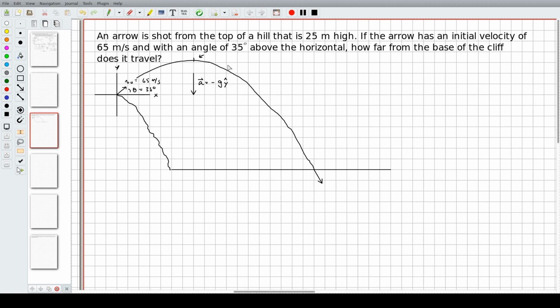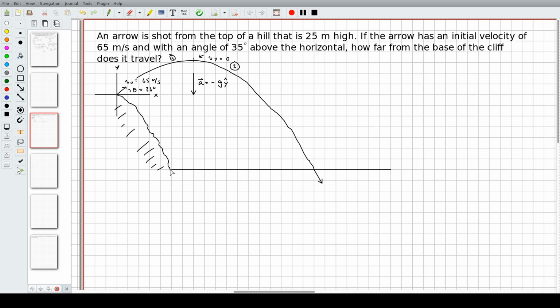This right here we'll say is the peak, where your velocity in the y direction is 0. But again, our acceleration here is strictly free fall. So what that means is that a_x is 0, right? So you have part 1 and part 2, and the range, which is how far from the base of the cliff we're looking at.